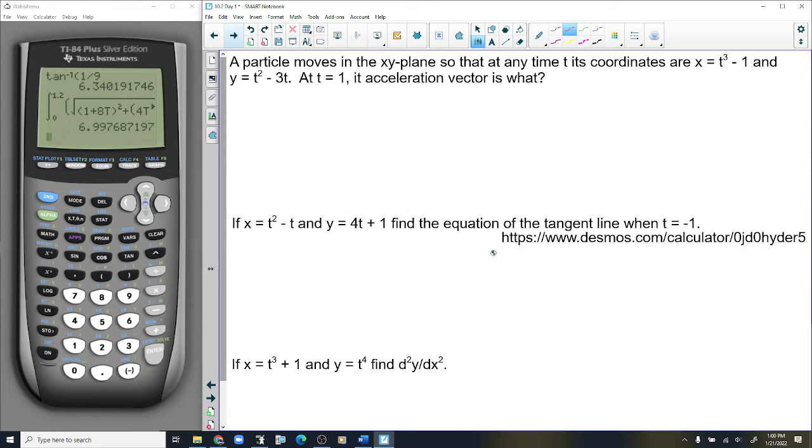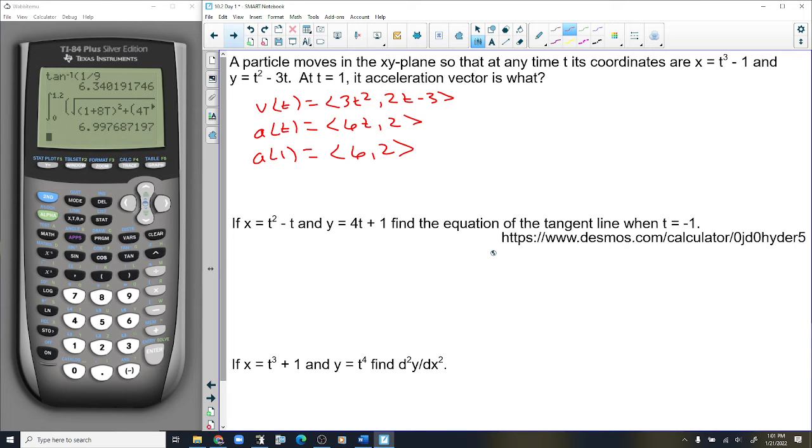A particle moves in the xy plane so that at any time t, its coordinates are the following. At t equals 1, what is its acceleration vector? So v of t is 3t squared, 2t minus 3, and the acceleration vector is 6t, 2. At t equals 1, a of 1 is 6, 2.